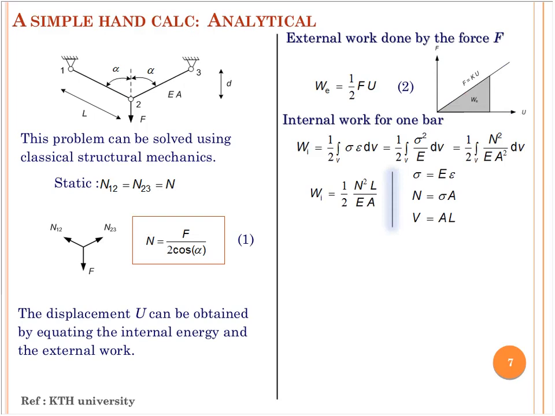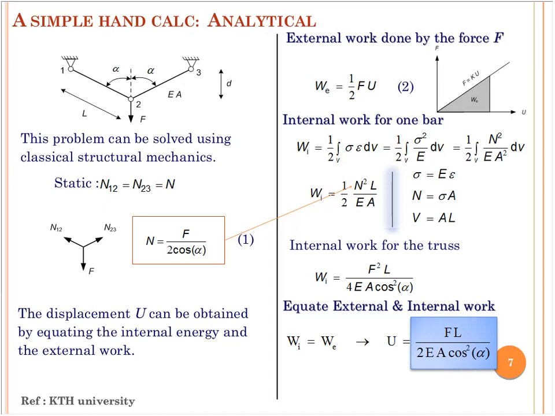So we could write the internal work done as the integral of stress into strain over the volume. Writing it for the whole structure, there are two rods, so we need to account for two of them, and the force on each member can be taken from the equilibrium equation. Equating the external work and internal work, we could get the deflection as a function of applied force and as a function of initial geometry, L and alpha, and so on.